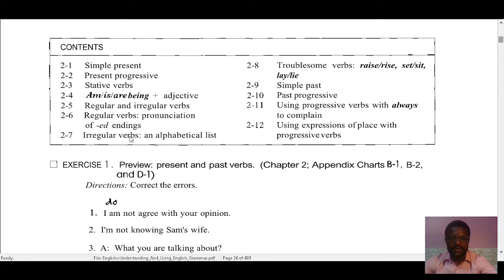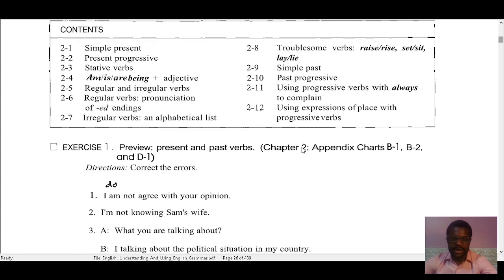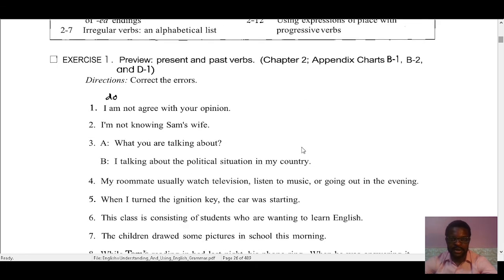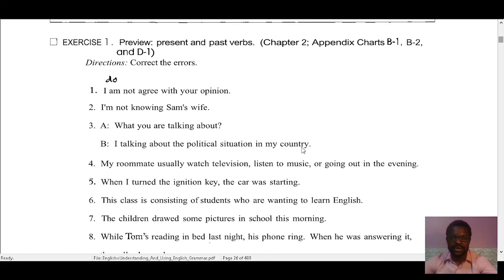Also, we've got our irregular verbs, an alphabetical list, okay? I've sent some of that to you before, but like rise, raise, sit, set, sit, lay, lie, all these we looked at. We'll be looking at them in the course of this, our new series. Then we'll go down to simple past, past progressive, using progressive verbs with always to complain about something, using expressions of place with progressive verbs. Okay, let's get it started with this quick exercise, which is going to help us to get a headway.